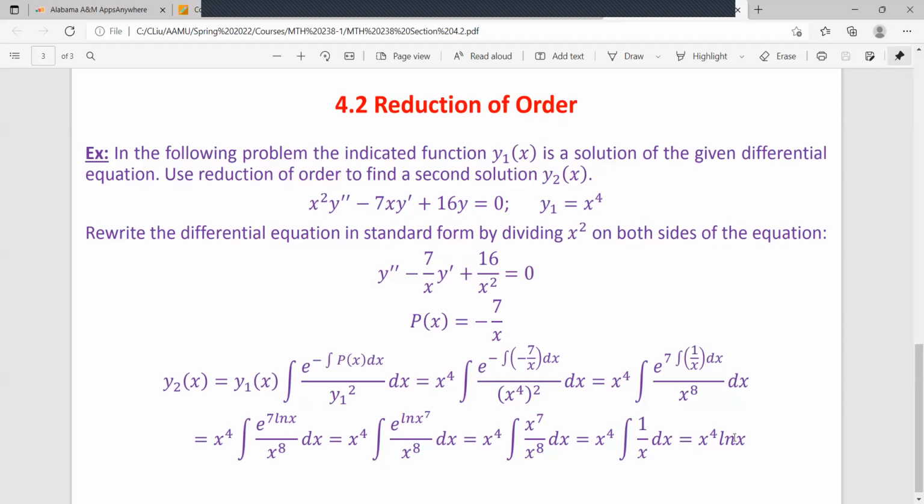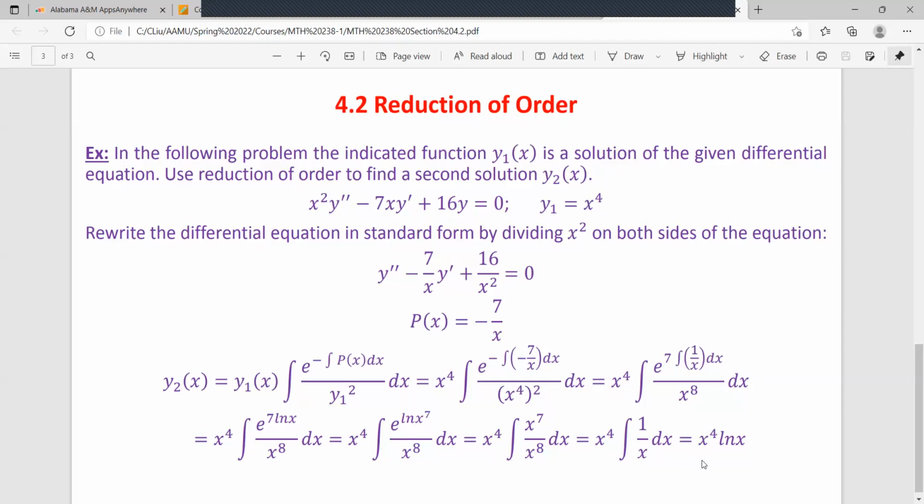Then we integrate with the natural log of x again. You don't have to put the absolute value in here because we only need to find one of those functions. So at the end, the solution is x to the fourth times the natural log of x, and that's independent of x to the fourth.